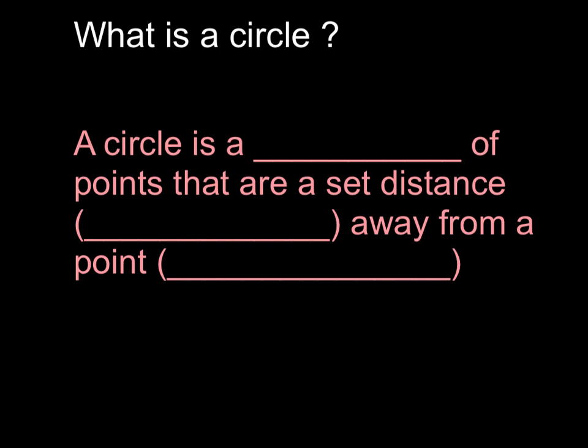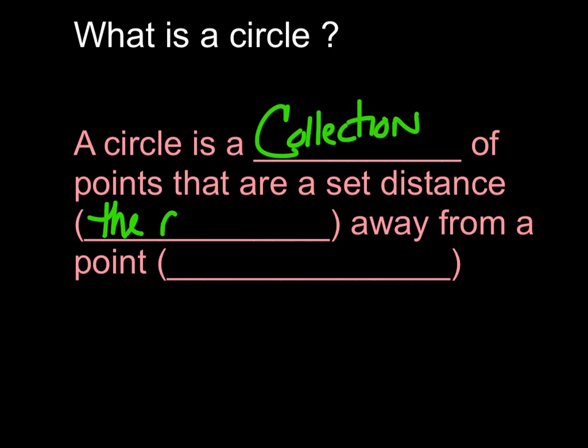So have you ever actually thought, what is a circle? What is the definition of a circle? Let's get into our notes. A circle is a collection of points that are a set distance, also known as the radius, away from a point called the center.